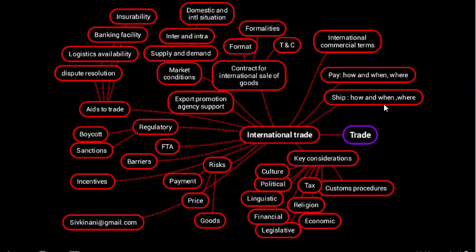So thus in international trade we have seen various risks, and we shall come back with another lecture.